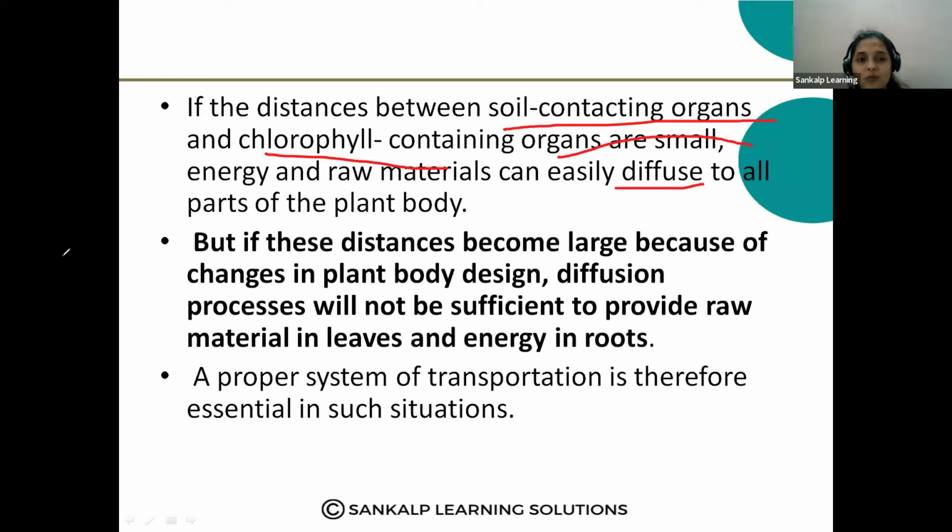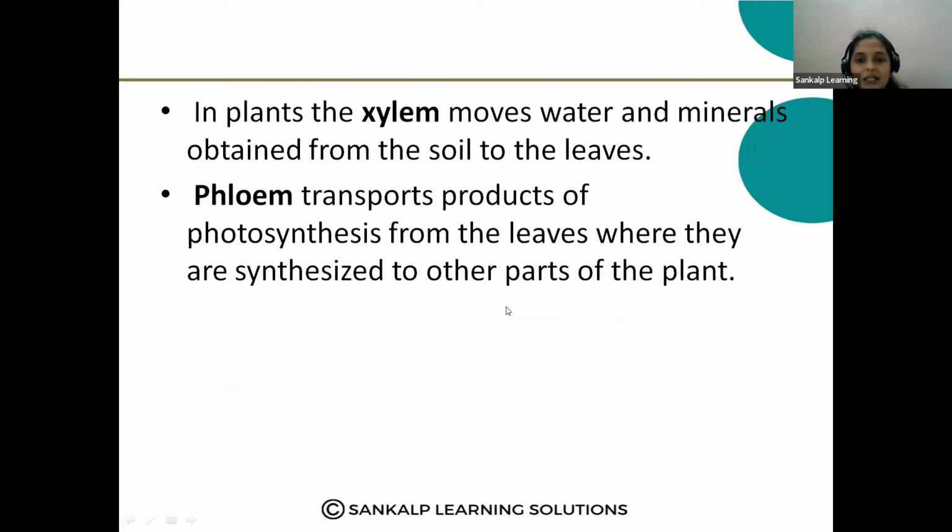But if you observe tall plants, 20 to 30 meters in height, we can ask how the transport of nutrients and water takes place in those plants. In that plant there are specialized structures, called xylem and phloem. They help in the transportation of water and other particles.